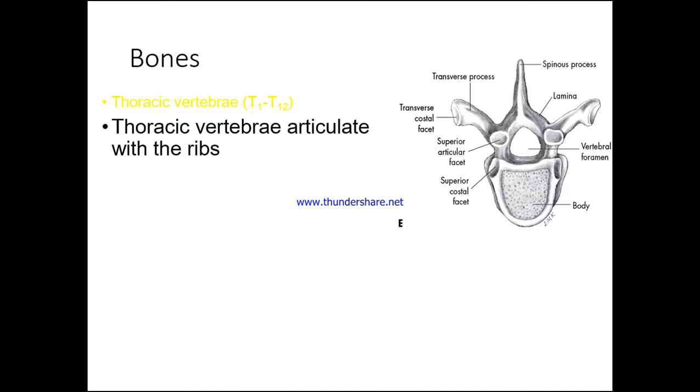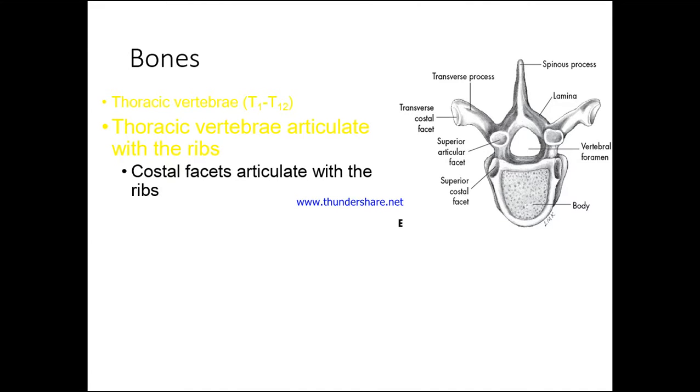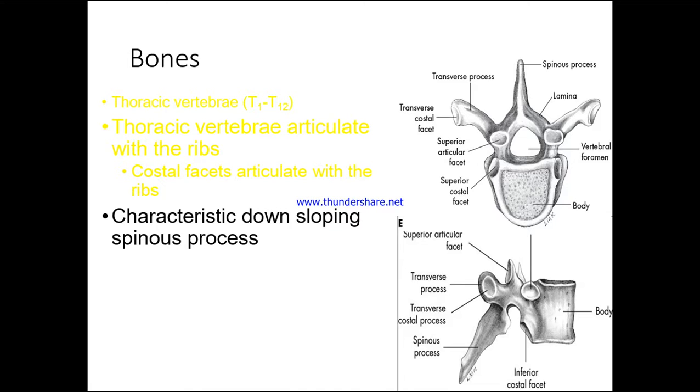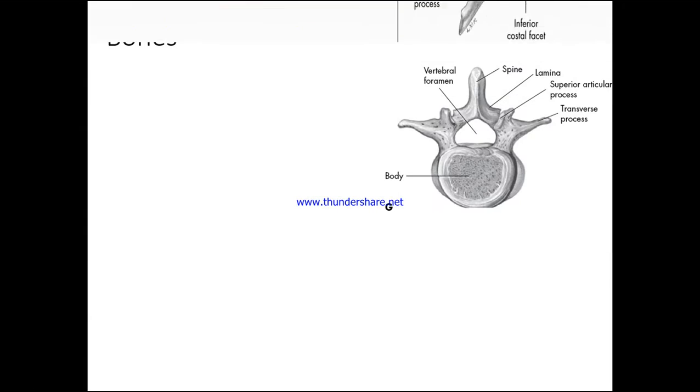The thoracic vertebrae articulate with the ribs, as we mentioned in the previous lecture. The costal facets articulate with the ribs themselves, and a characteristic feature is the down-sloping spinous processes that we can see when looking at the full skeleton.